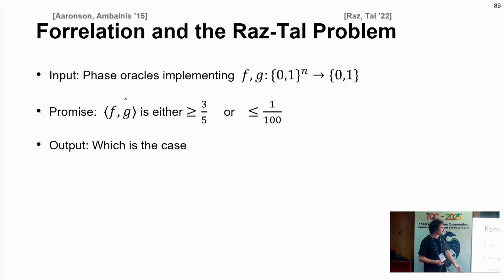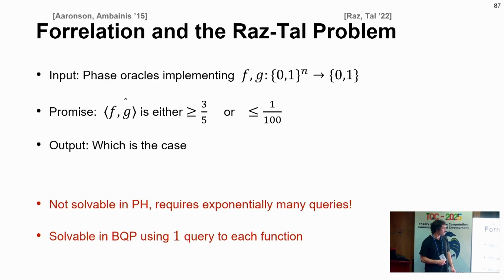Correlation is a problem which was originally given by Aaronson and Ambainis as a candidate to separate BQP from the polynomial hierarchy. And in the correlation problem, you're given two functions and the promise that the correlation between f and the Fourier vector of g is either large or small, and you're tasked with deciding which is the case. And in particular, this problem is not solvable in the polynomial hierarchy and solvable in BQP using one query.